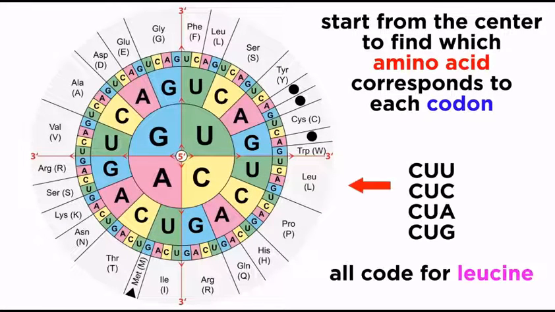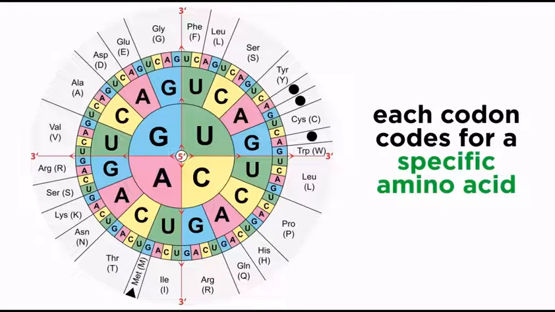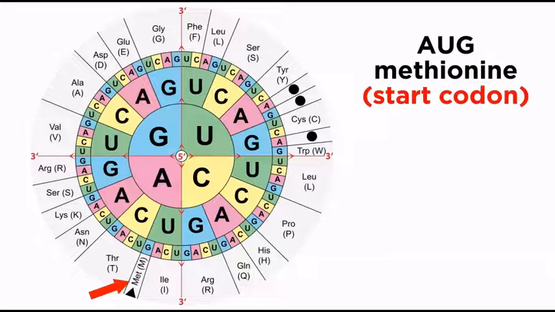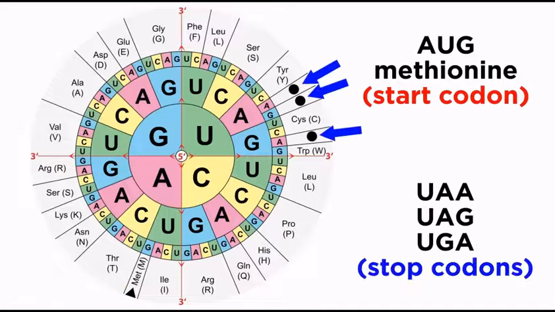Notice that there is some redundancy, with multiple codons resulting in the same amino acid, but there is no ambiguity. Each codon corresponds to a particular amino acid. Notice also that some of these codons are special. AUG is the start codon, which initiates translation by coding for methionine, and these 3 are stop codons. These are the ones that terminate translation.